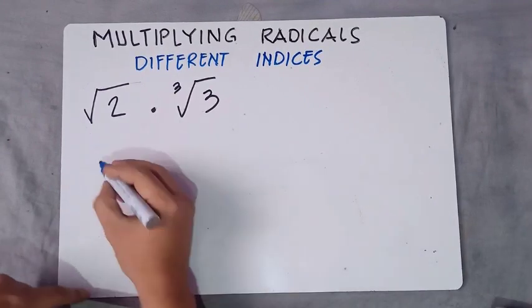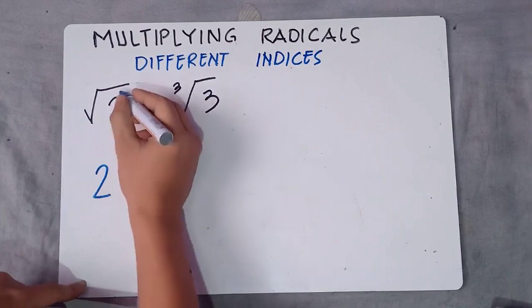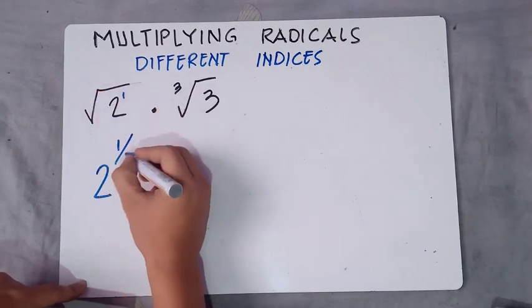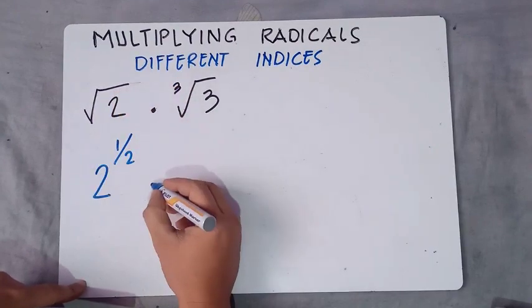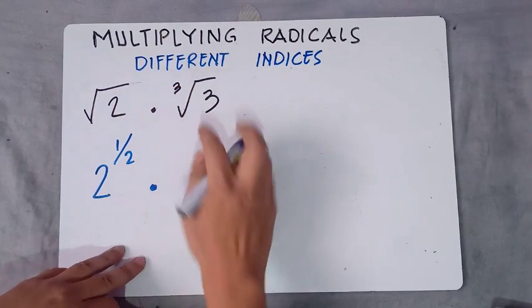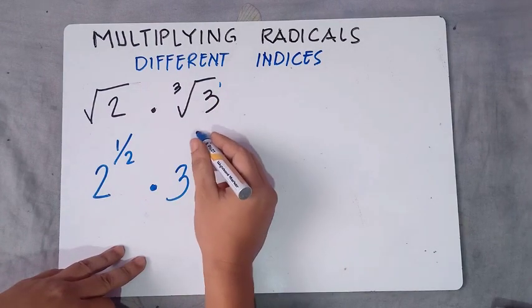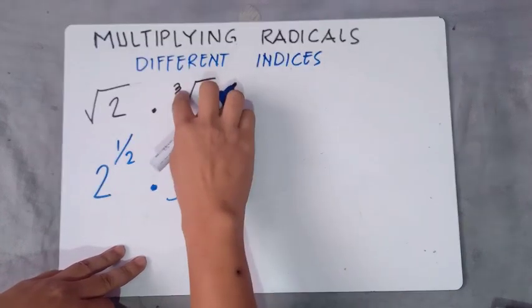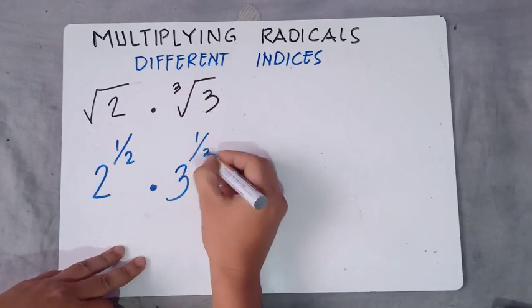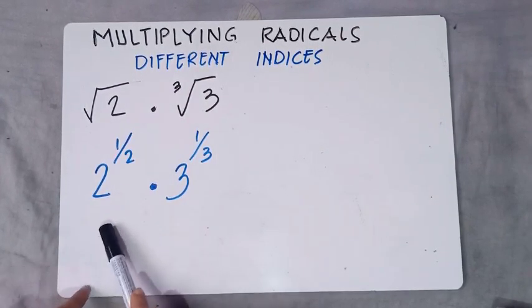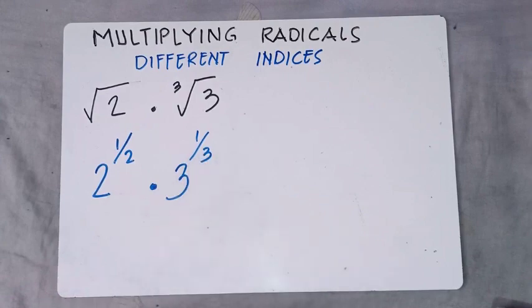This will be 2 raised to the power of, exponent here is 1. So 1 is the numerator. Index here is 2. 2 will be the denominator. Multiplied by, copy 3. So 3. Exponent is 1 will be the numerator for the fraction. And 3, the index here, 3 will be the denominator. So 2 raised to the power of 1/2 times 3 raised to the power of 1/3.